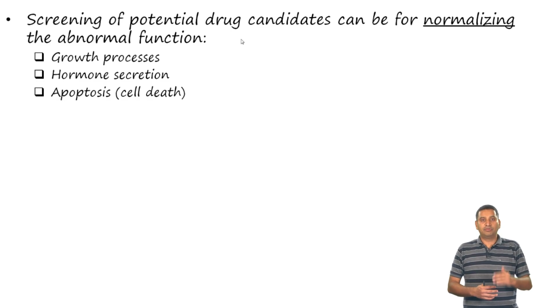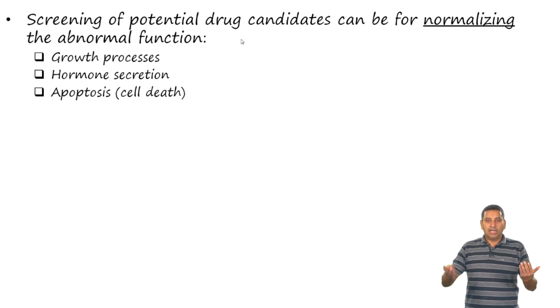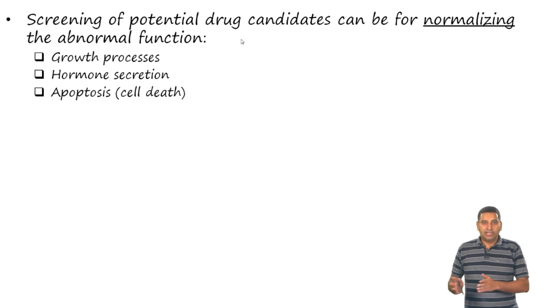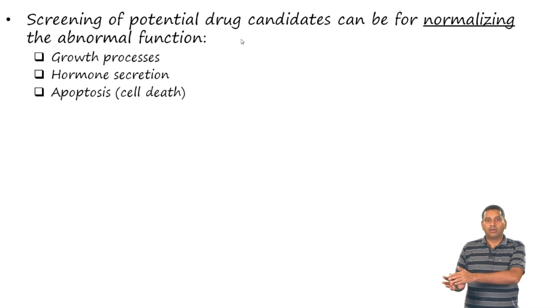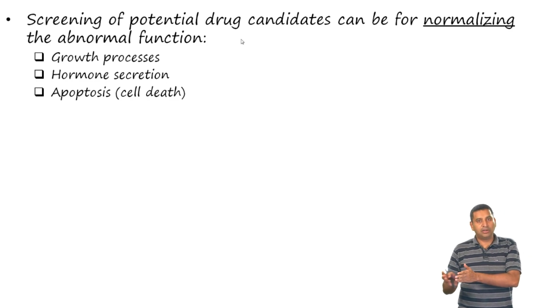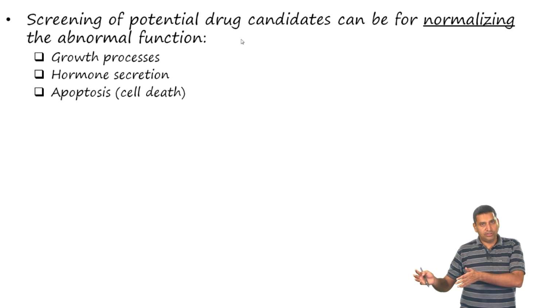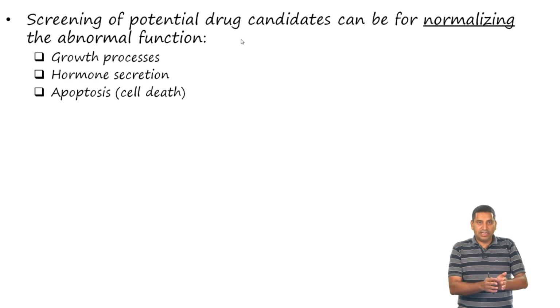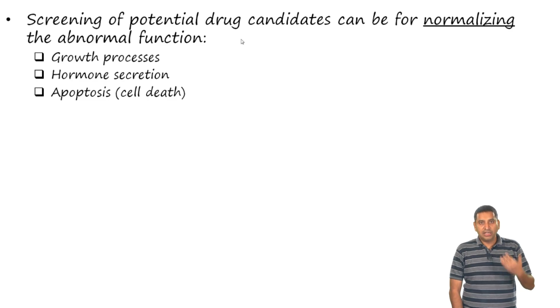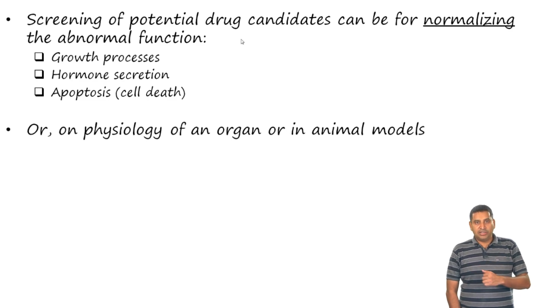So, in the case of where you want to decrease hormone secretion, you need to inhibit it, and in the case where you want to increase hormone secretion, you may want to activate it. And the other way in which one can look for normalizing an abnormal function is in the case of cancers. So, cancers are nothing but uncontrolled proliferation of cells, and you may want to screen for compounds which can induce cell death or apoptosis. So, these are some of the ways in which we can screen for potential drug candidates.